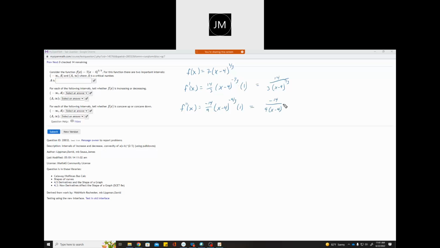Okay, so there's the first and the second derivative, nice and simplified. If I'm looking for a critical number, I'm going to look for where f prime is equal to 0 or where f prime is undefined. f prime is going to be 0 when 14 is equal to 0. There's no solution there. 14 is not 0. It's going to be undefined when the denominator is 0. That's going to happen when x minus 4 is equal to 0. So x equals 4 is my only critical point.